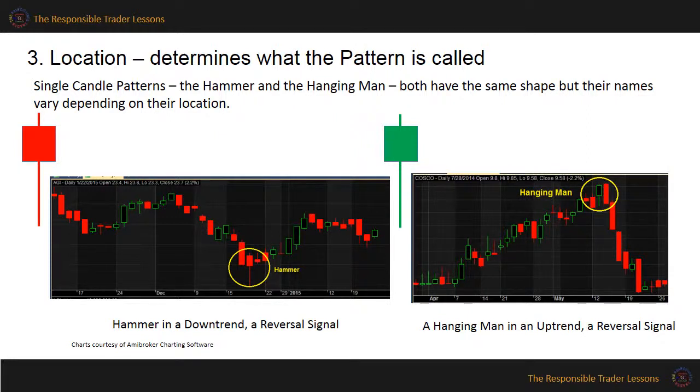The third thing we have to remember is location. Location determines what the pattern is called. Here we have single candle patterns, the hammer and the hanging man. Both have the same shape, but their names vary depending on the location. Here we see a hammer in a downtrend. It is a reversal signal. When we see the same shape in an uptrend, it is called a hanging man, a reversal signal.